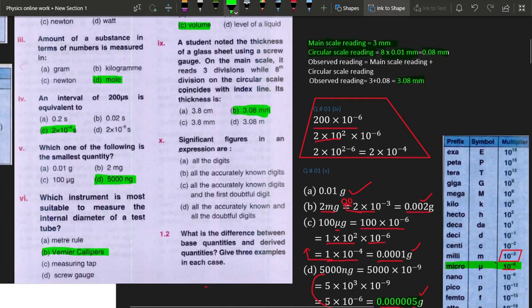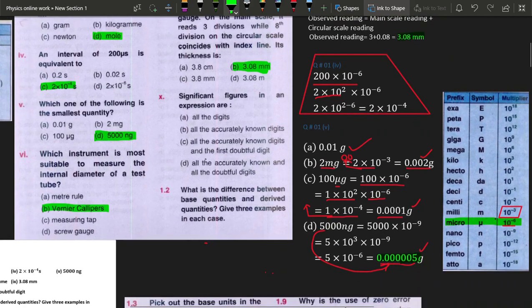Now the last MCQ is, the significant figures in an expression are. So according to the definition, if you remember the definition, all accurately known digits and the first doubtful digit are called significant figures. So option C is correct. So this is how these are the MCQs.